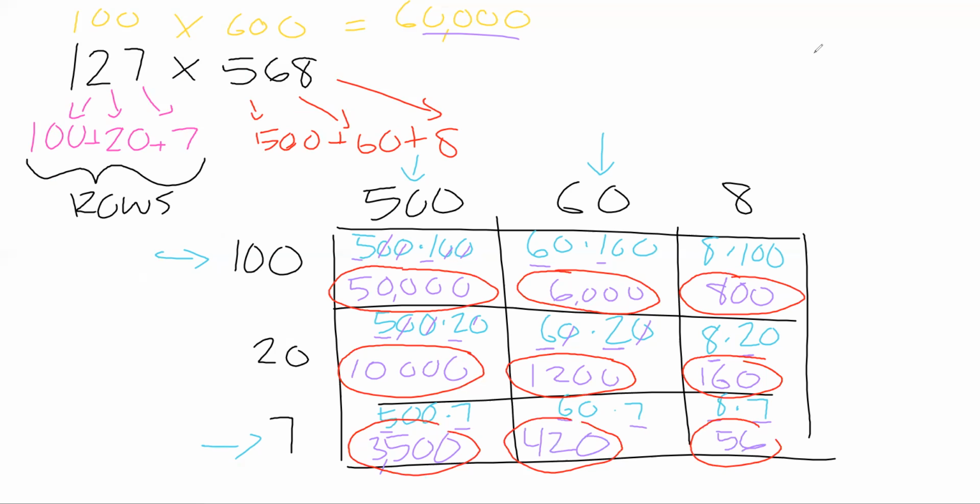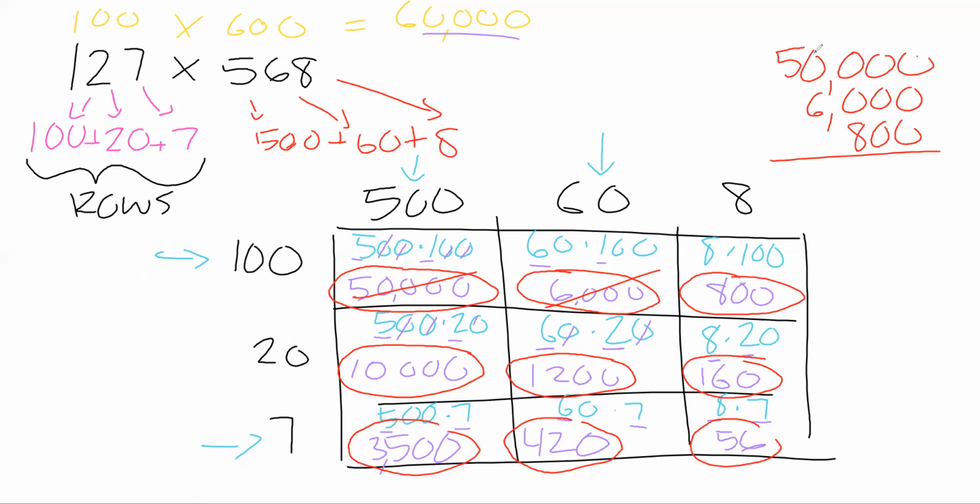So again, I'm going to start up here. I'm going to go with a 50,000. I'm going to line up a 6,000 and 800. I'm going to add this. So I'm just going to add this row first. So again, doing this in steps can be very helpful. So I got 56,800 for this row here.